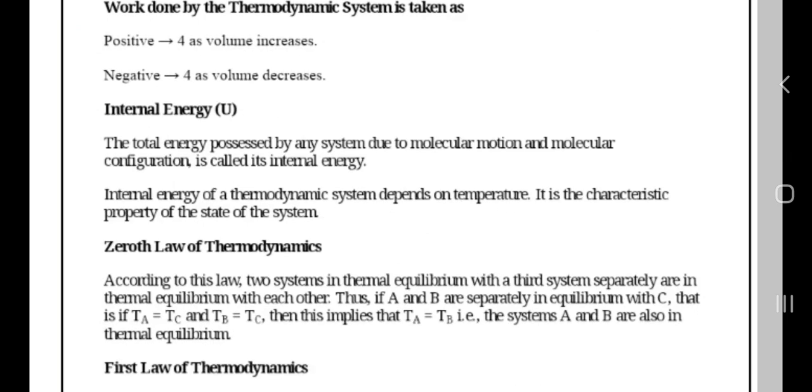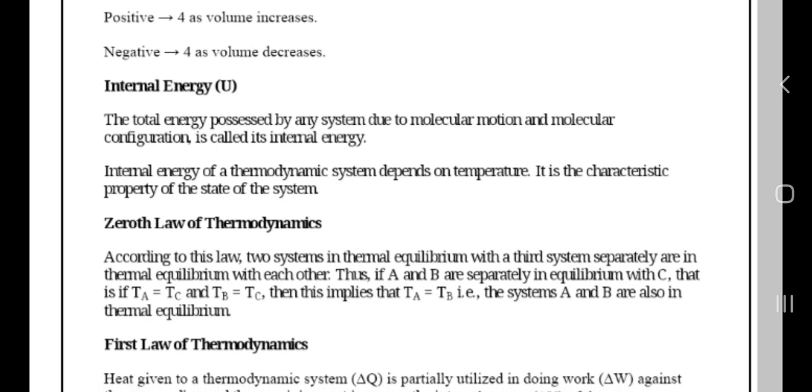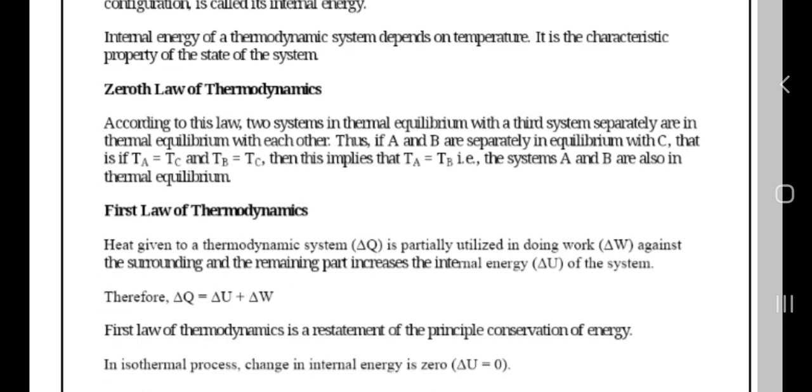Next, internal energy. It is the total energy possessed by a system due to molecular motion or molecular configuration. The internal energy of a thermodynamic system depends on the temperature; it is a characteristic property of the state of the system. Next is the zeroth law of thermodynamics.